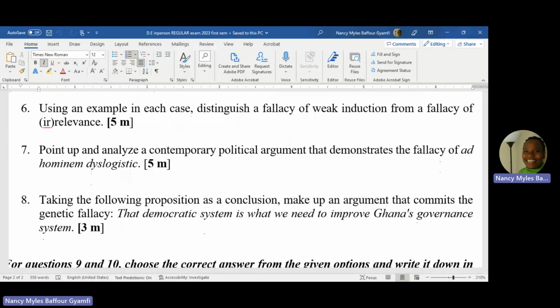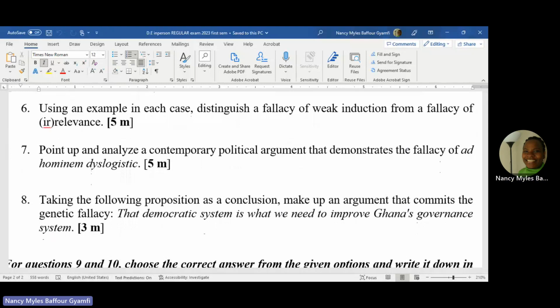Okay, but the fallacy of irrelevance, or some call it the fallacy of relevance, is not about being weak. In this one, the premise you are giving is not connected to the conclusion. It's not relevant to it. Like if you say Nana Addo cannot be president because he's too short, the height of the person is irrelevant to his qualification for office.